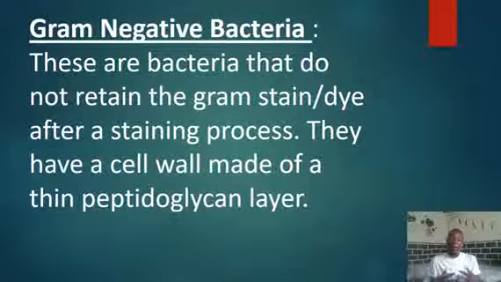Now let's look at the gram-negative bacteria. Now if you know the gram-positive bacteria, then you should know the gram-negative bacteria. Now these ones, they have a very thin peptidoglycan layer, and because of this, they are not able to retain the gram stain or the dye after the staining process. So we call them gram-negative bacteria because they are unable to retain the stain after the staining process. So with this, you should be able to distinguish between the gram-positive and the gram-negative bacteria.